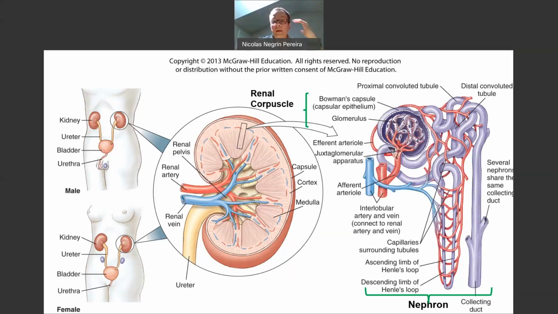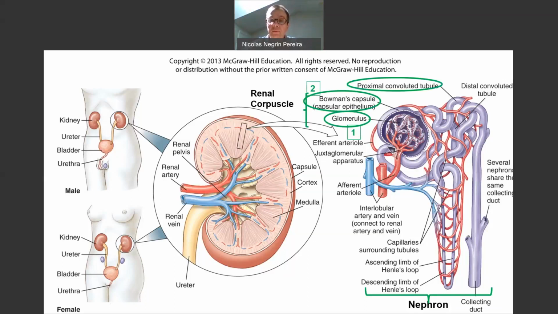The renal corpuscle is formed by the glomerulus and the Bowman's capsule. And the nephron is the whole unit of the kidney composed of the renal corpuscle, the convoluted tubules, the net of capillaries, and the collecting ducts. But we will see them one by one in detail. So we have the glomerulus and the Bowman's capsule, both forming what we know as a renal corpuscle.